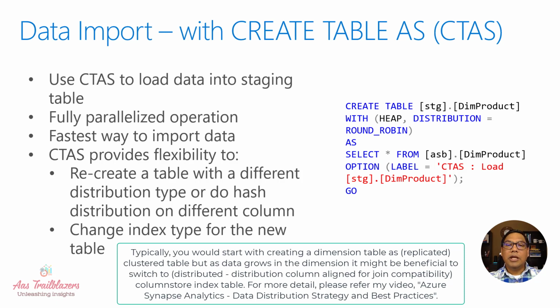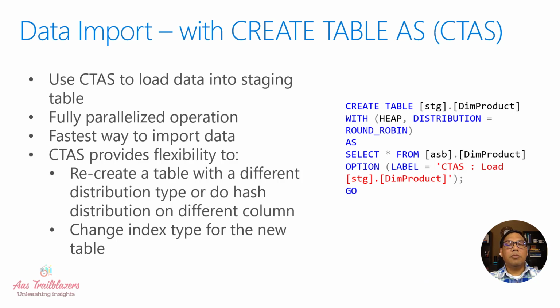We use create table and then we specify the name of the target table that we want to create, and then we have a WITH clause where we specify the type of index that we want to create on this table. In this case, I'm creating a heap table because it's a staging table just to temporarily store the data, and the distribution type is round robin. And then we have AS and the select statement from where we are selecting the data. So in this case, I am selecting the data from my external table to create an internal table and load data into an internal staging table.